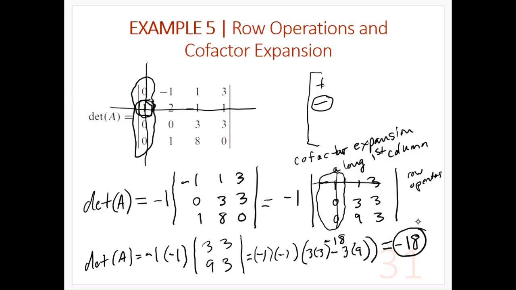Woohoo! So that was quite the process of using row operations in combination with cofactor expansion. So that will conclude our section 2.2 discussion of the examples in the section.